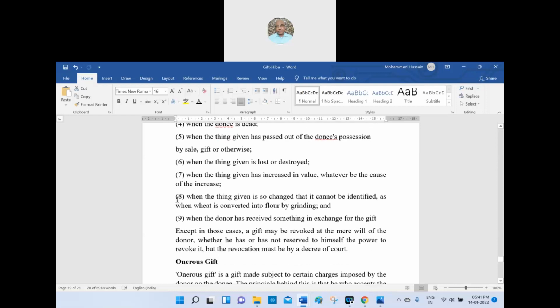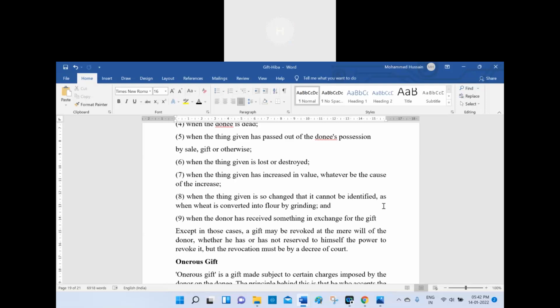Yes, sir. Read the eighth one, ninth one. When the thing given is so changed that it cannot be identified, as when wheat is converted into flour by grinding. And ninth point, when the donor has received something in exchange for the gift. Just now, can you explain the eighth point? The gift is changed, like that, it cannot be identified, sir.